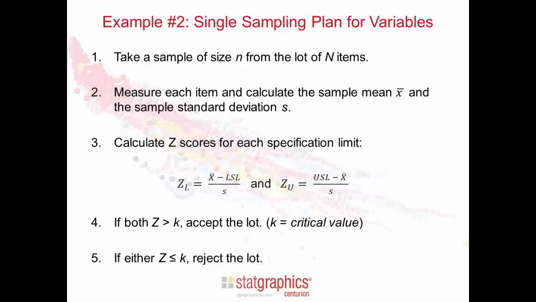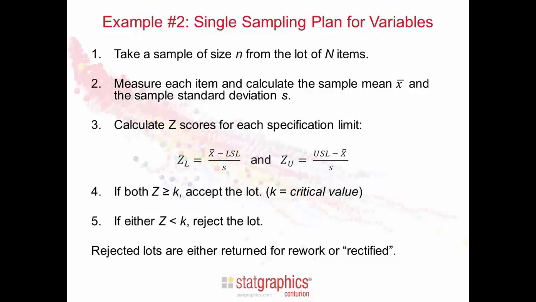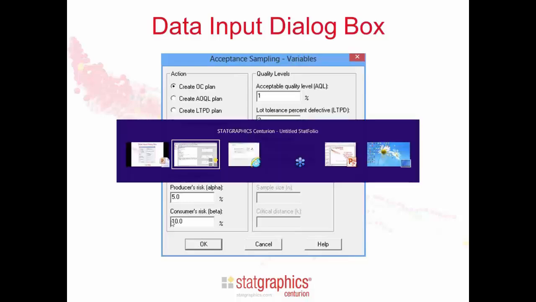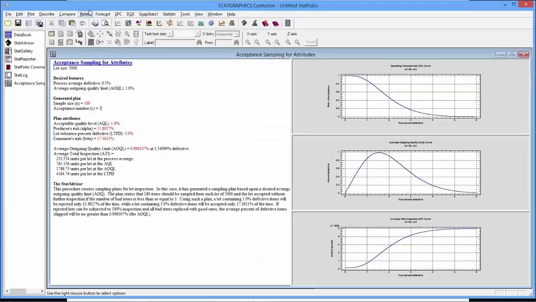Okay, rejected lots are, as in the attribute sampling case, returned either for rework or they're rectified. Now let's take a look at how Statgraphics does this for variable data. It's very similar to attribute data. Let's go back to Statgraphics for a moment.